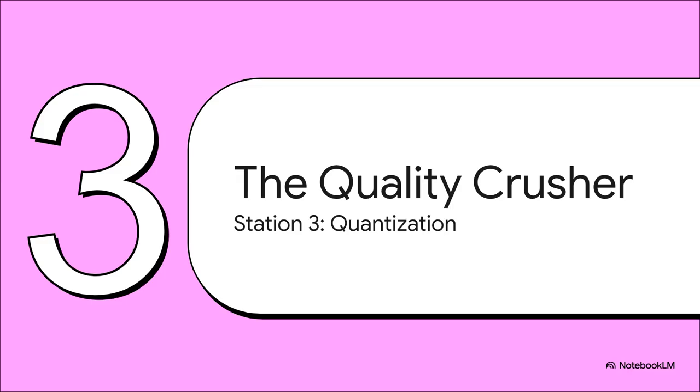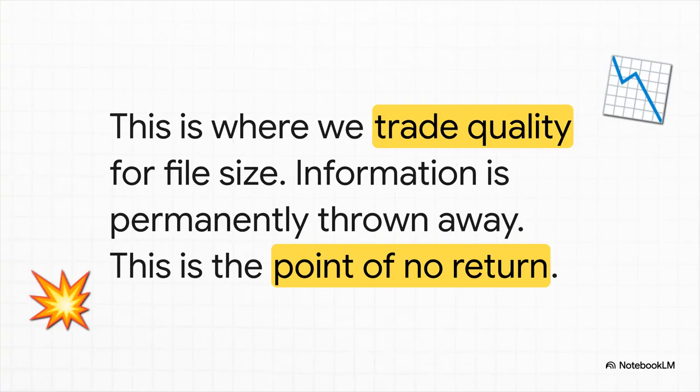This is, without a doubt, the most brutal and most important stop on the assembly line. This is where we are going to trade quality for a smaller file size. See, up until this very moment, everything we've done has been perfectly reversible.